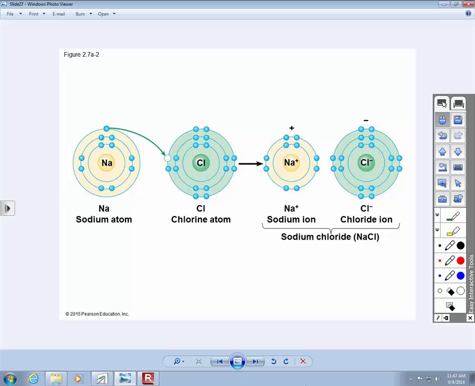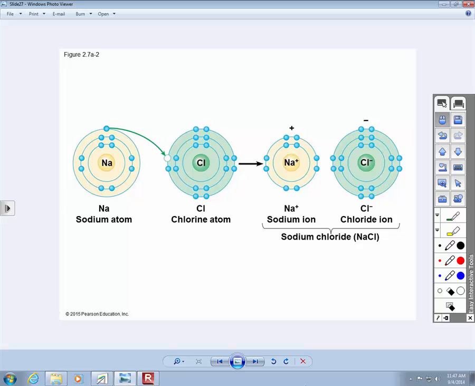But if you strip that electron completely off, move it over to chlorine, that's going to then leave the second shell as the outer shell, which has 8 on sodium. That's filled. The third shell for chlorine would have 8. It's filled, and so it's stable at that point.